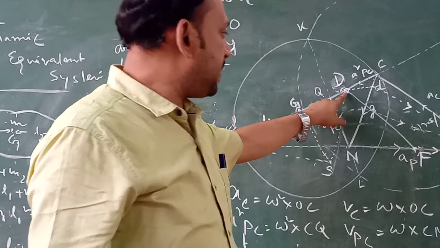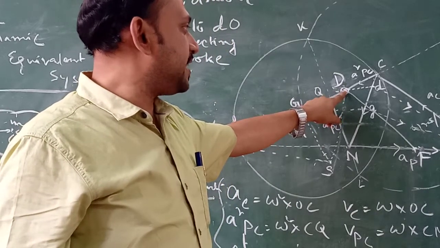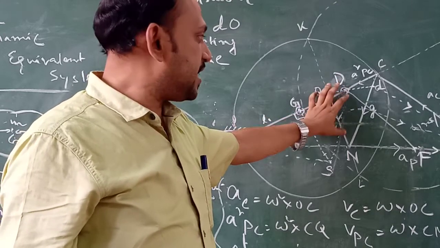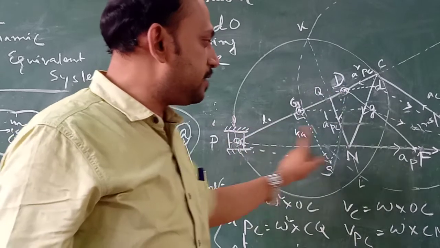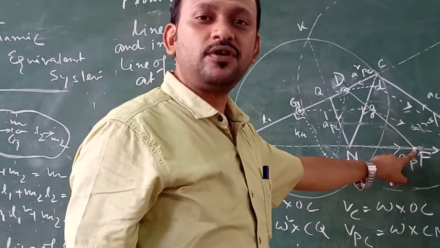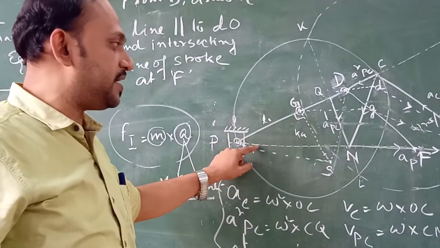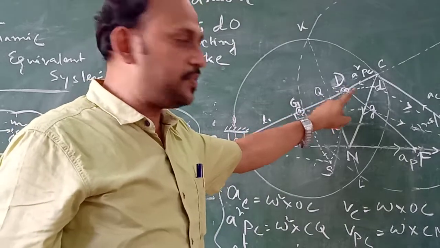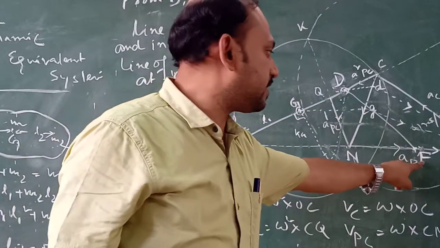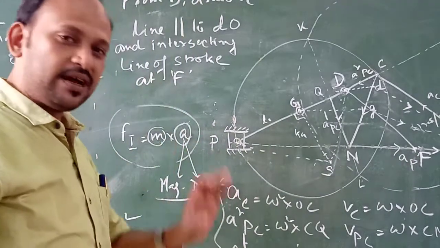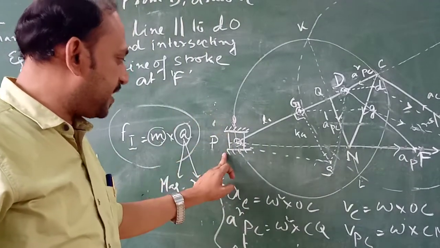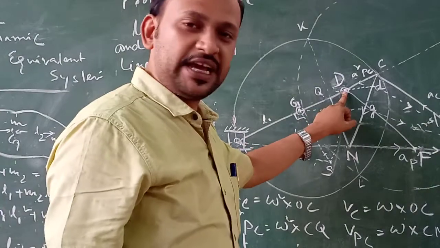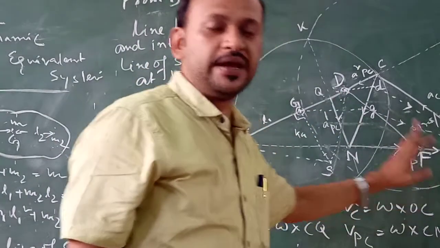Similarly, what will be the acceleration of D? The image of the acceleration of D along the line of stroke will always be at this point F. If P is starting from here, then the representation of D, which was actually in the connecting rod, can be represented along the line of stroke at the point F. Again I am repeating, if the impression of the first mass is at point P, the impression of the second mass along the line of stroke will be at the point F.